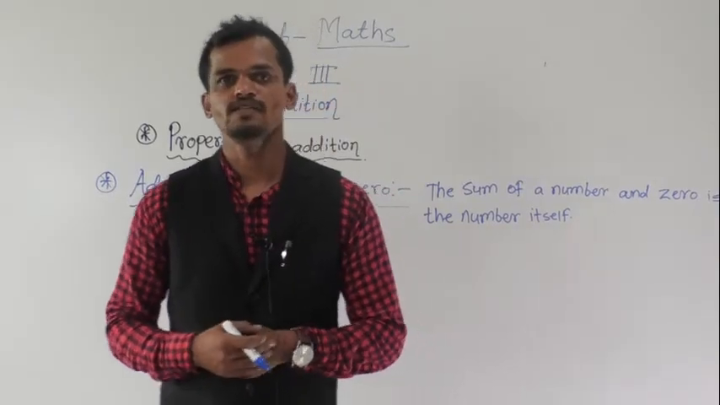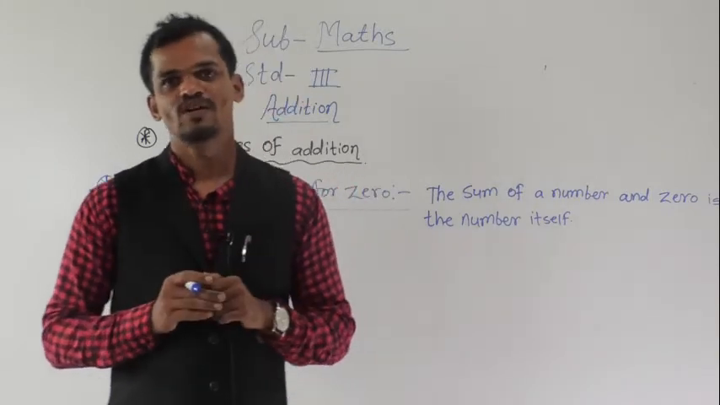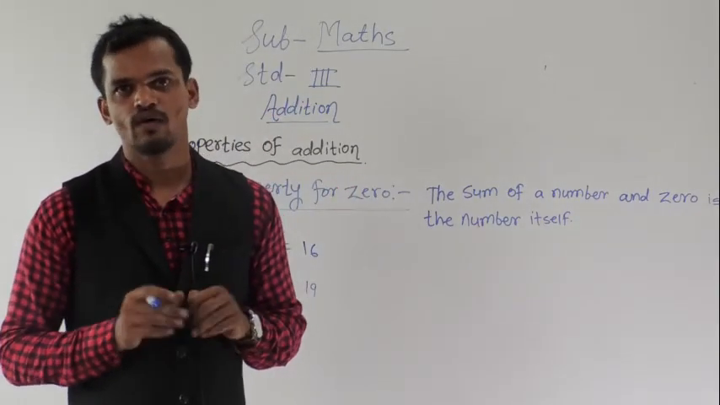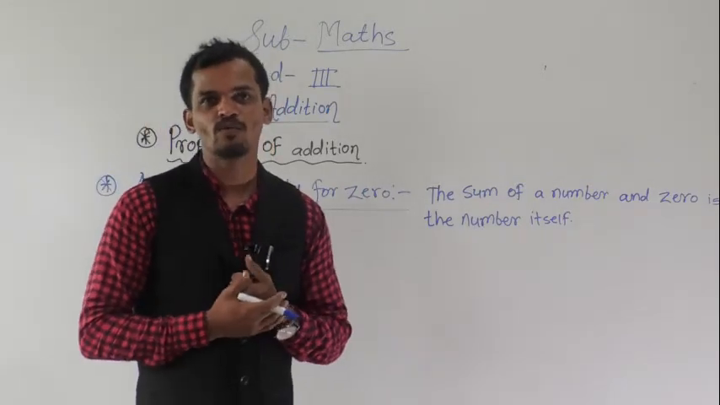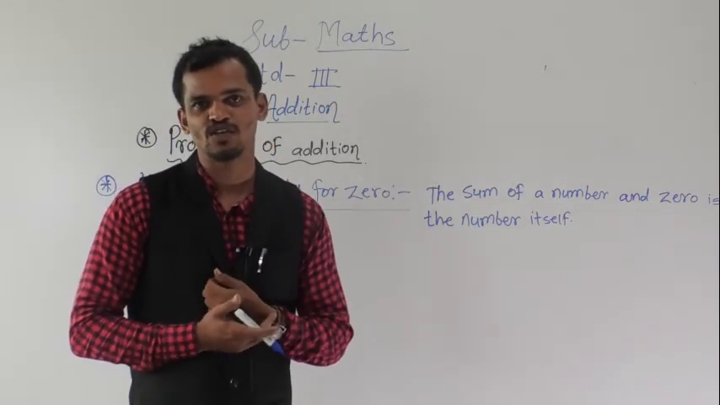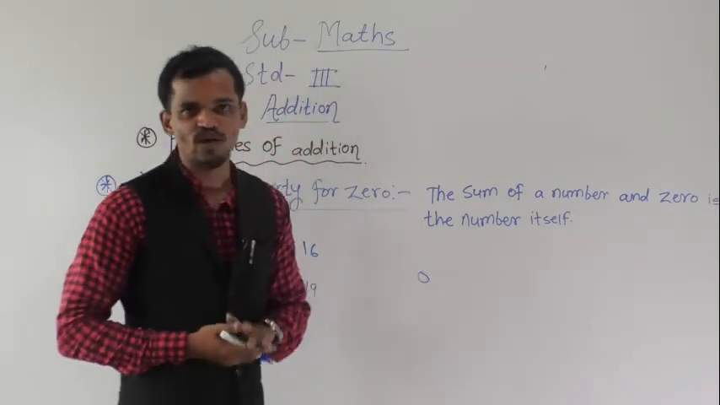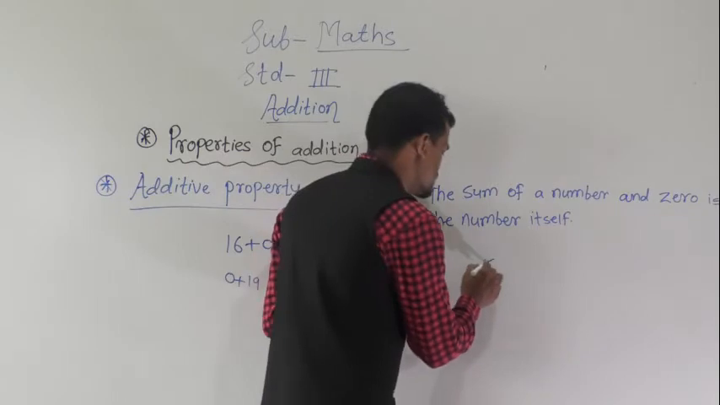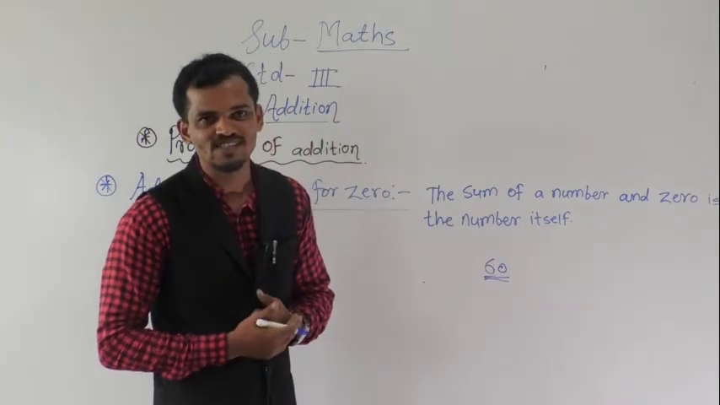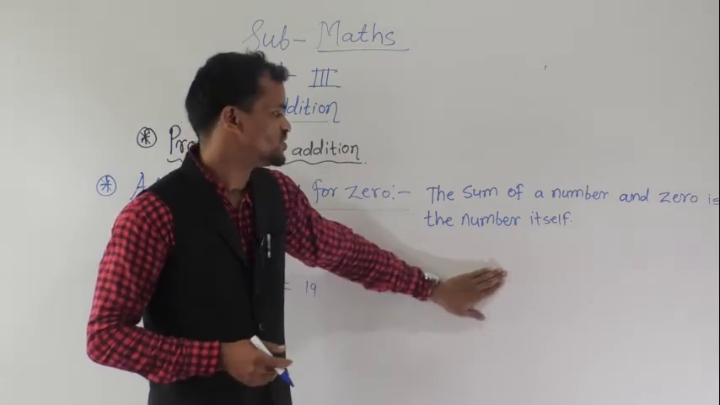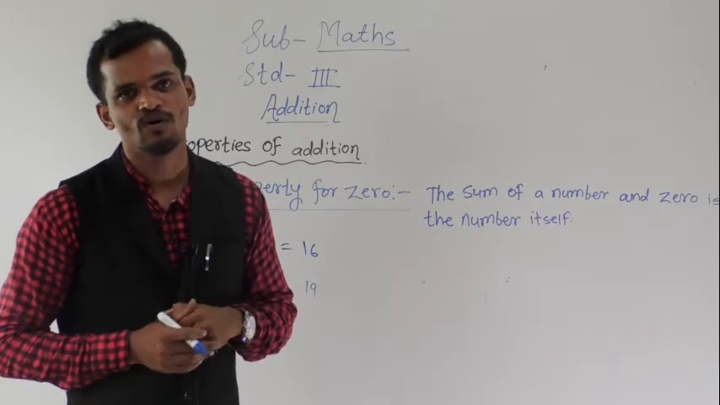Okay, next property is the additive property for 0. We know 0 does not have a value, but it increases the value of other numbers or digits. You know that if we write 0 alone, there is no value, but if we write 60, this 0 increases the value of this 6.